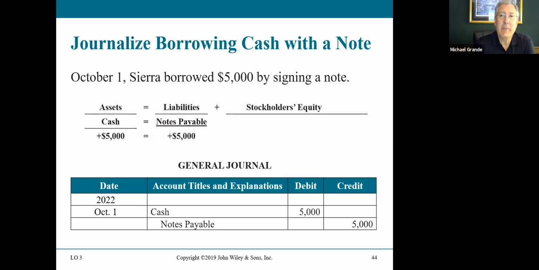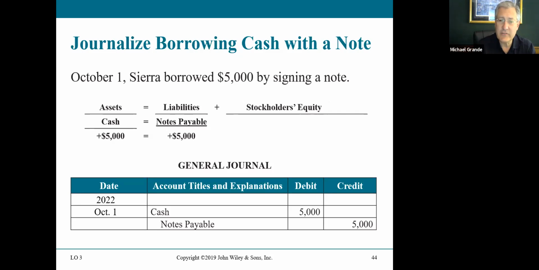October 1, Sierra borrowed $5,000 by signing a note. That's the transaction. Which accounts are affected? Cash and notes payable. Cash goes up, that's a debit. Notes payable also goes up, you increase that with a credit. There's your journal entry. Debit cash, $5,000. Credit notes payable, $5,000. Debits equal credits.